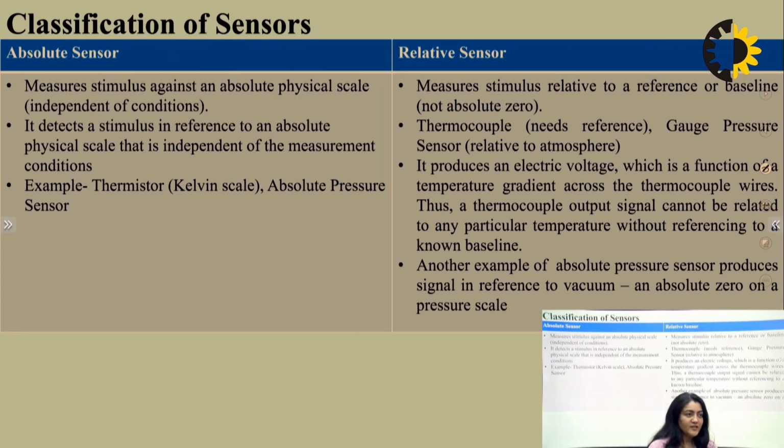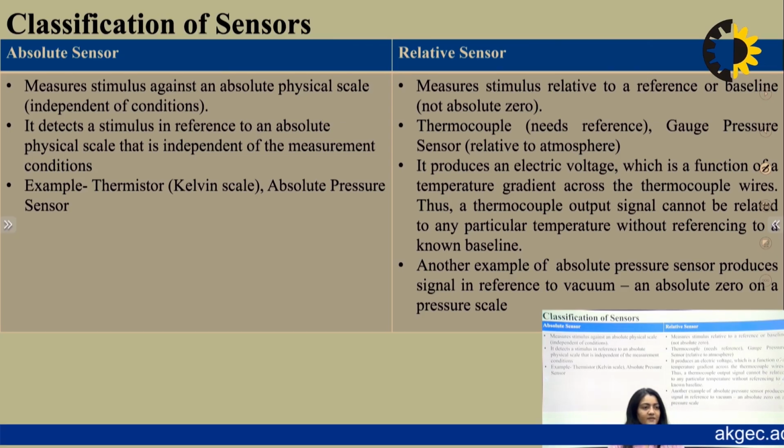Now based on how you compare or measure the parameter, sensors are divided into absolute sensors and relative sensors. Absolute sensors measure a stimulus against an absolute physical scale, independent of the conditions. For example, a thermistor measures on the Kelvin scale. Absolute pressure sensors measure the pressure as compared to a vacuum reference. So it detects the stimulus in reference to an absolute physical state that is independent of the measurement conditions.